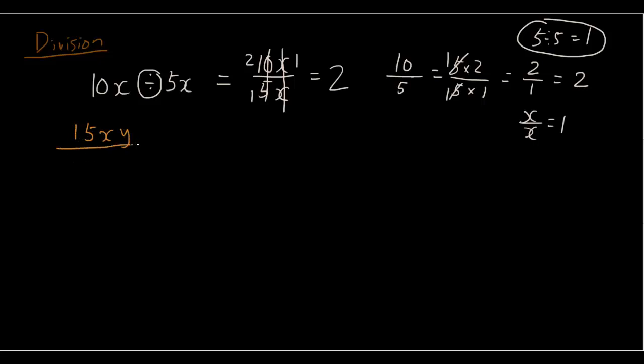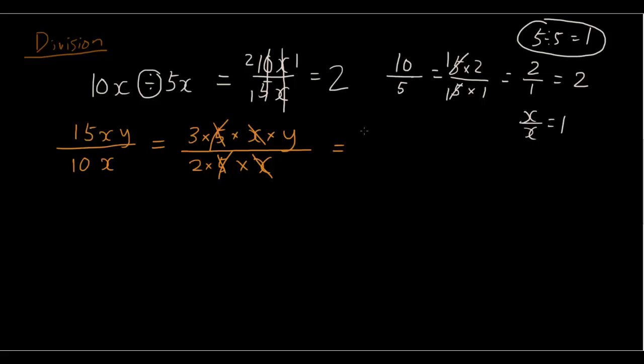15xy divided by 10x. So 15, you can rewrite that as 3 times 5 times x times y. 10, you can rewrite it as 2 times 5 times x. So 5 divided by 5, cancel them out. x divided by x, cancel them out. So we're left with 3y on the top and 2 on the bottom.